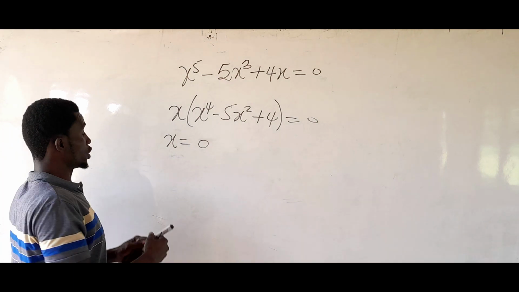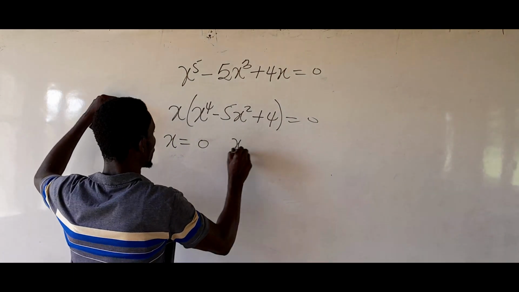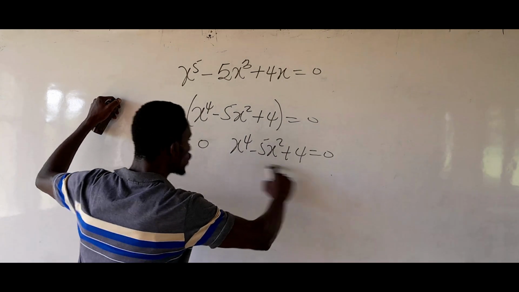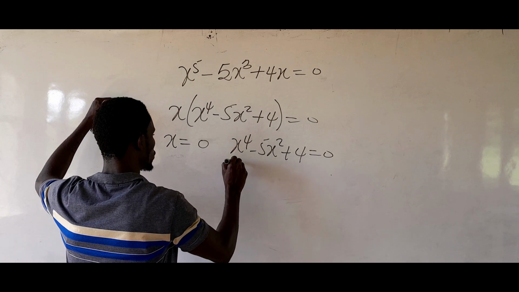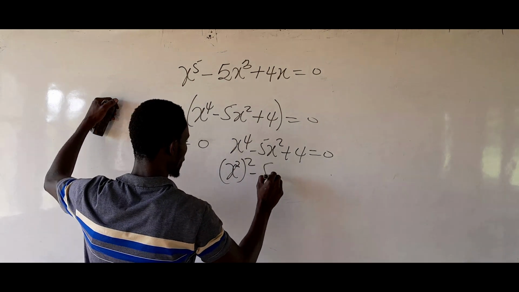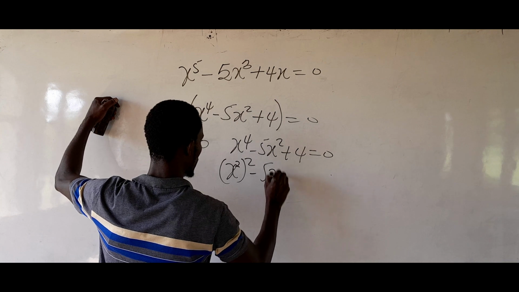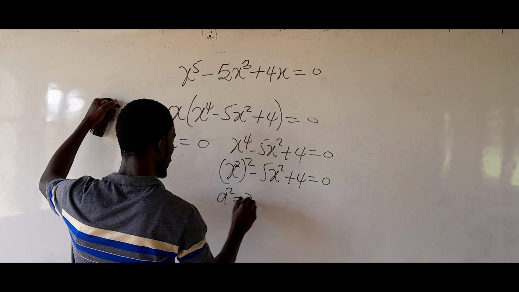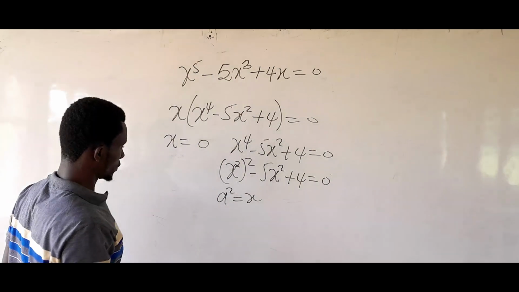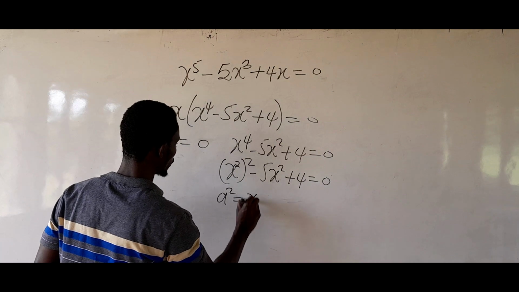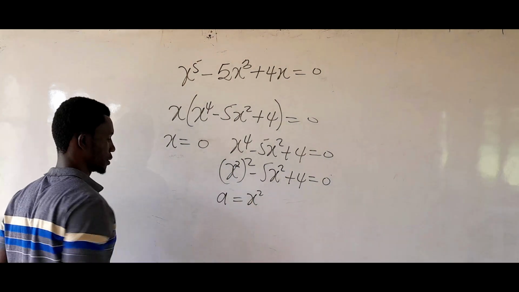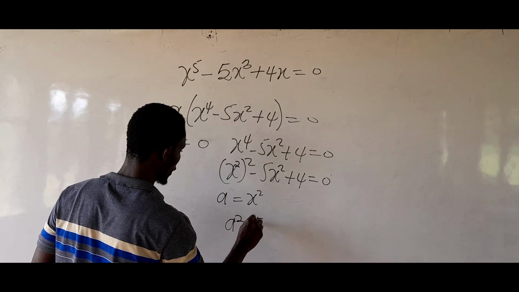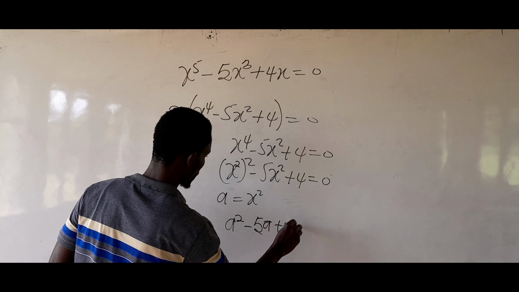But if you want to follow the normal procedure, you should know that this one, x to the power 4 minus 5x squared plus 4 is equal to 0, is quadratic straight. This is x to the power 2, all squared, minus 5x squared plus 4 is equal to 0. Let a is equal to x squared. So that you get a squared minus 5a plus 4 is equal to 0.